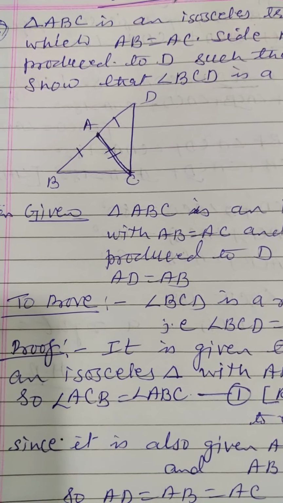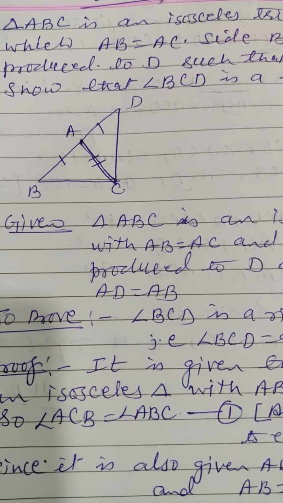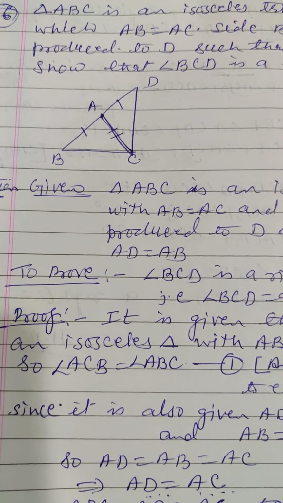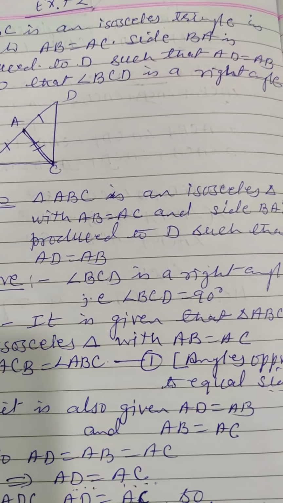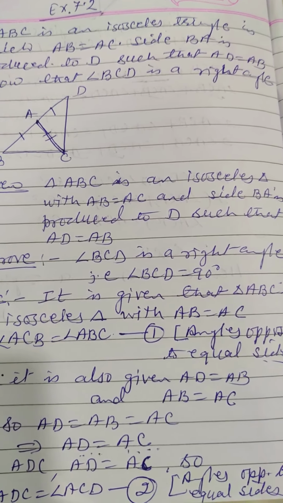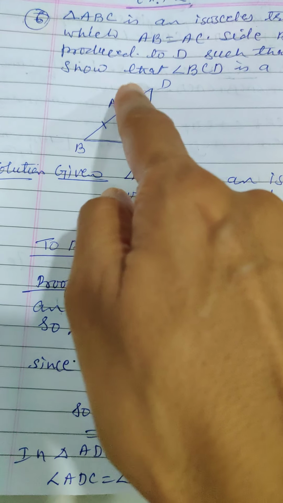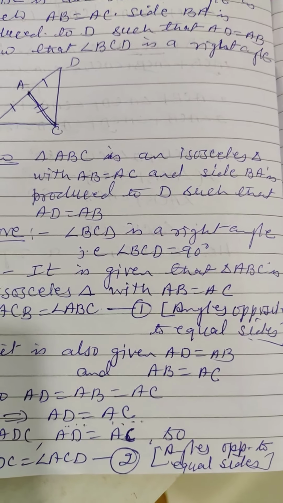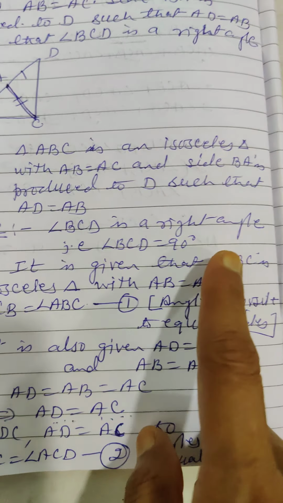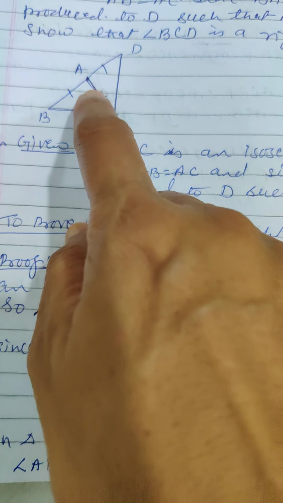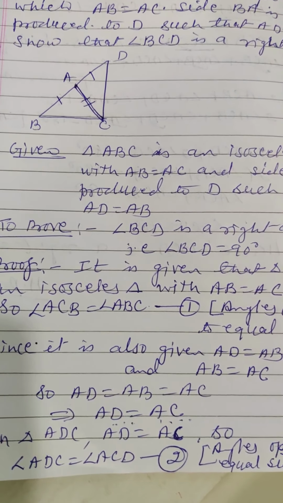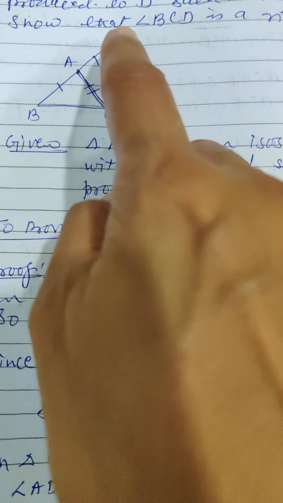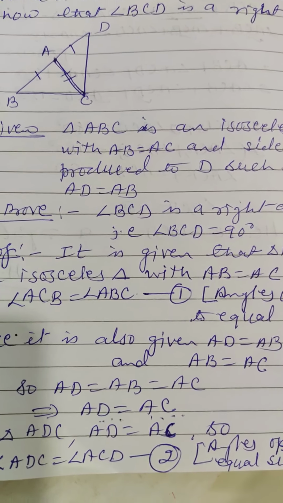Here I made the figure triangle ABC. Its side is produced up to D such that AB is equal to AD. So given, ABC is an isosceles triangle with AB equal to AC, and side BA is produced up to D such that AD is equal to AB. It is given. Now to prove angle BCD is the right angle, that is, BCD is 90 degrees, that we have to prove.